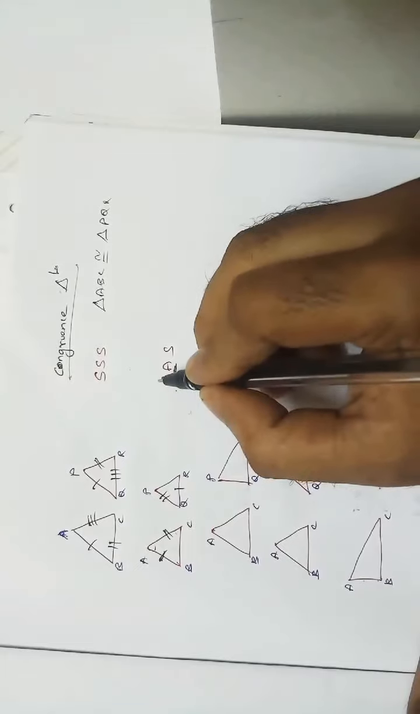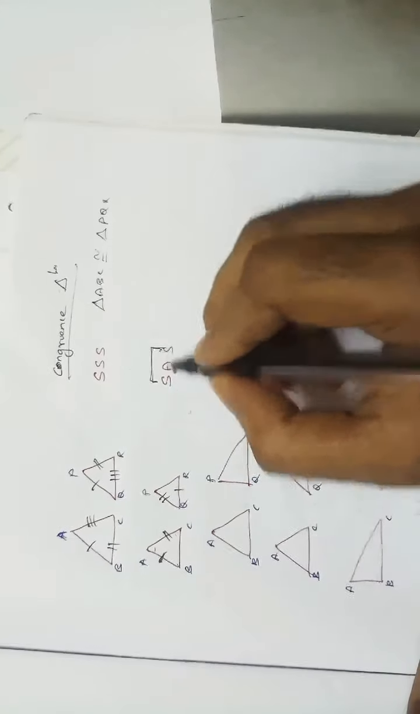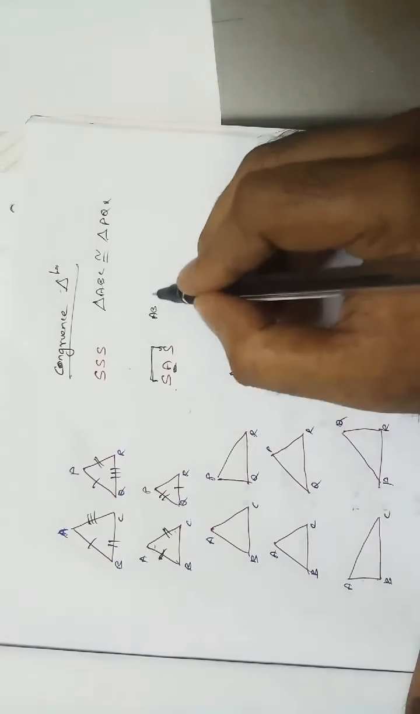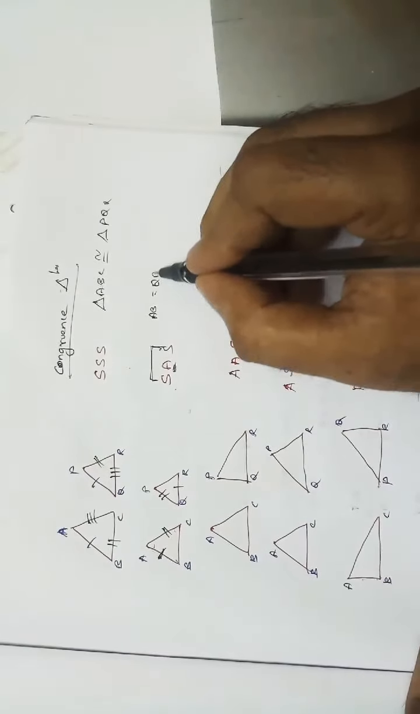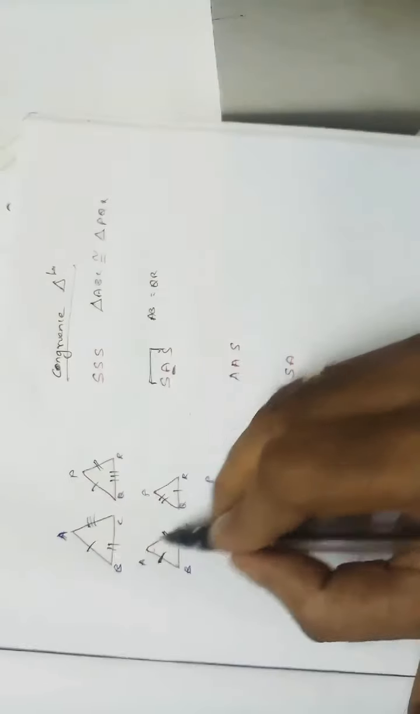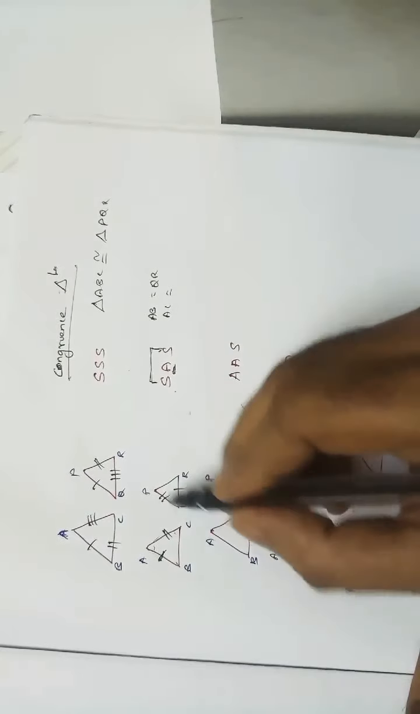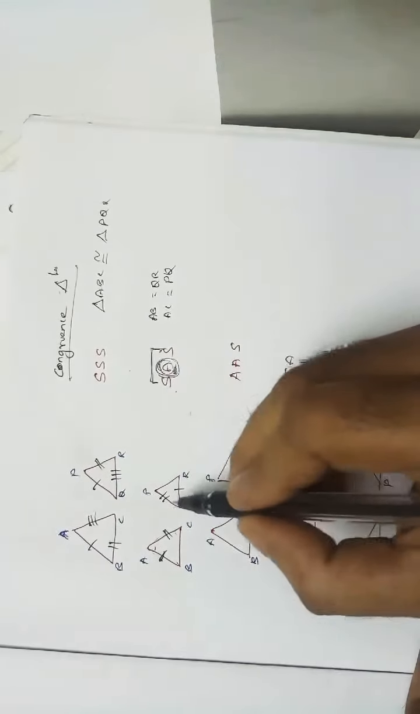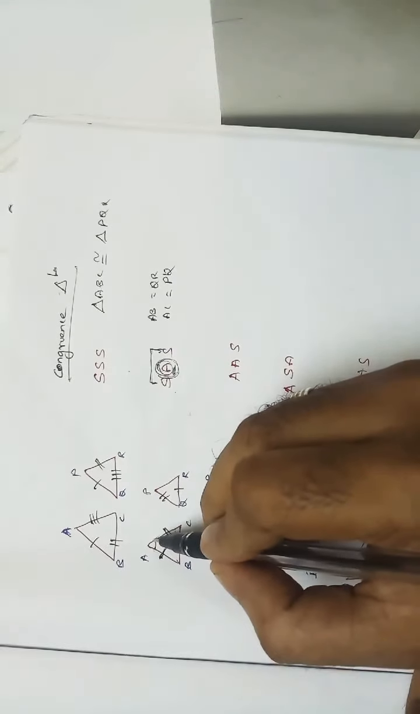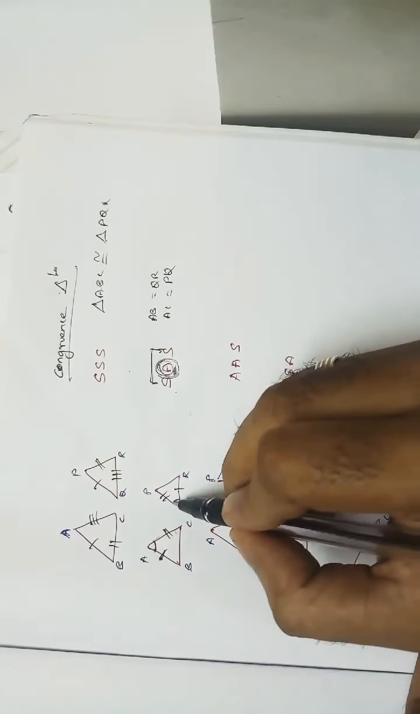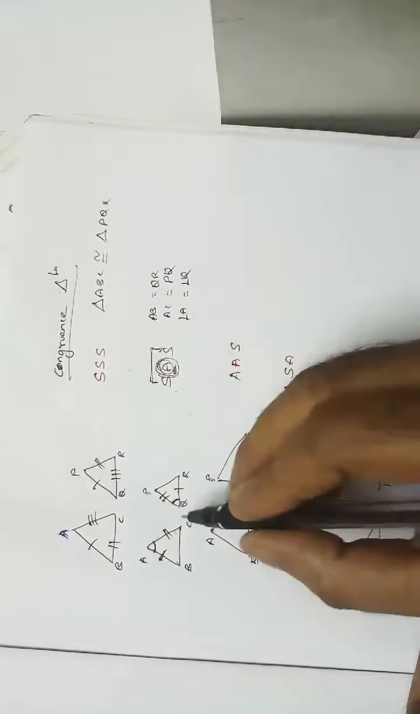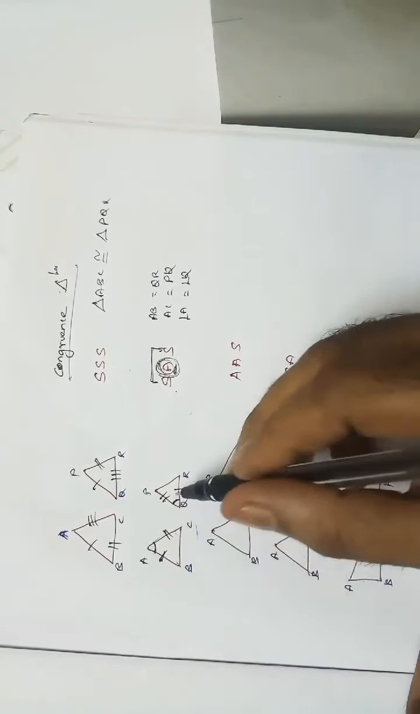See, the angle should be inclined between the two sides. Here, which two sides are equal? Side AB is equal to QR, and AC is equal to PQ. Then the inclined angle in between the two sides is angle A, which is equal to angle Q. Then only we can say that these two triangles are congruent.